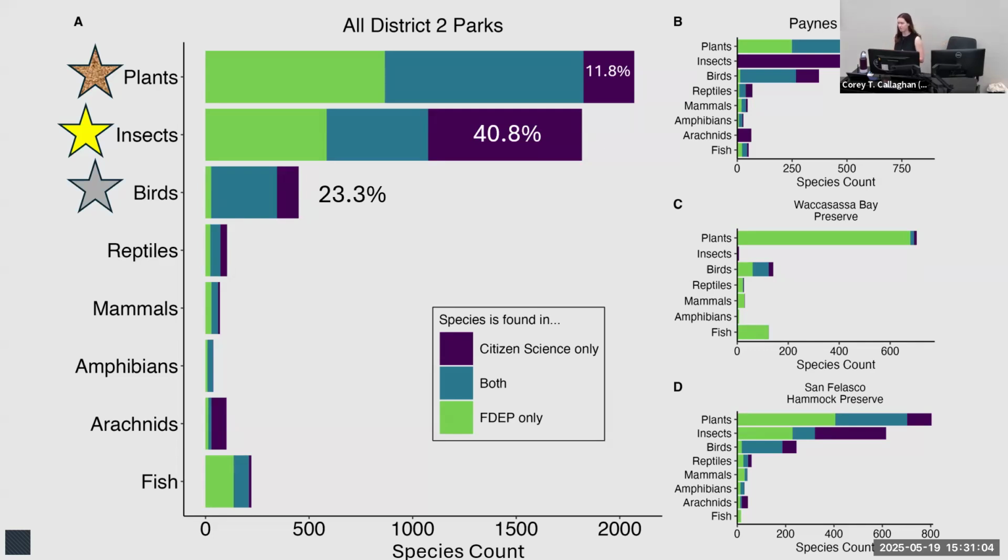And then we have San Francisco Hammock Preserve, another Gainesville park. And we're seeing that it almost looks like I just shrunk the big graph down and put it there. It basically is mirroring that overall trend where we have a large contribution to insects and then pretty significant contributions to birds and plants as well. And so to take a closer look at what could be happening in a park like this, I thought we could look a little bit at San Francisco.